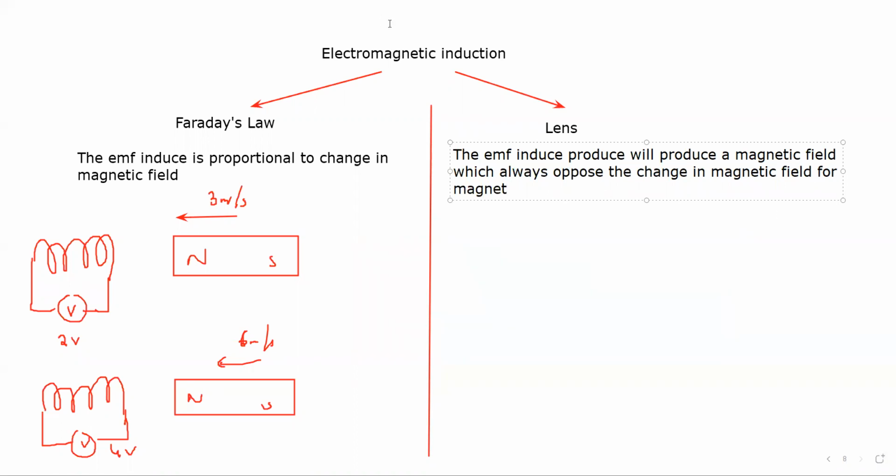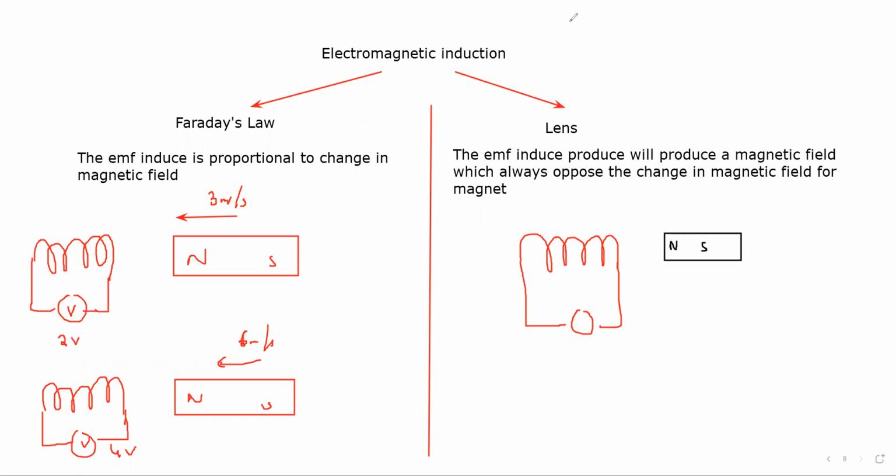What is the meaning of this statement? Example, we have a circular wire, a solenoid, and we place a magnet closer to this, north and south. We are moving a north pole closer. If I'm moving a north pole closer, what is happening to the magnetic field for the wire?